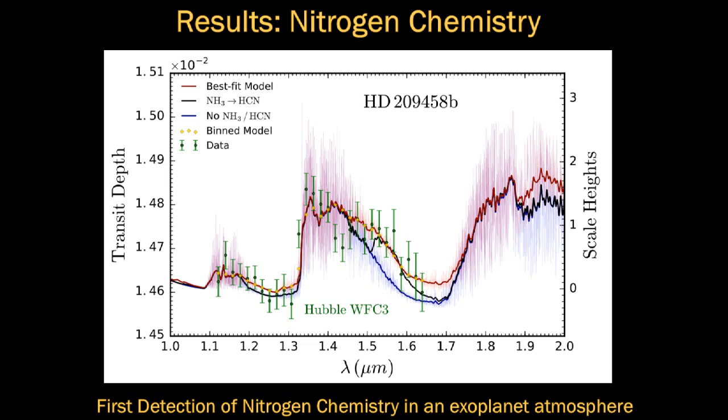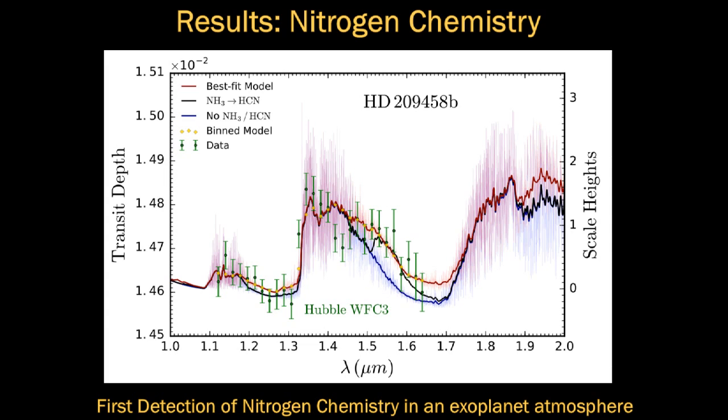So from generating 100 million models, exploring all of the possible explanations for this transmission spectrum, my code concluded that you have to put in either ammonia or potentially hydrogen cyanide in order to match those data points that are at a longer wavelength than 1.5 microns.